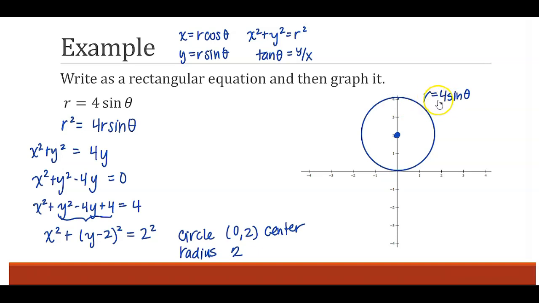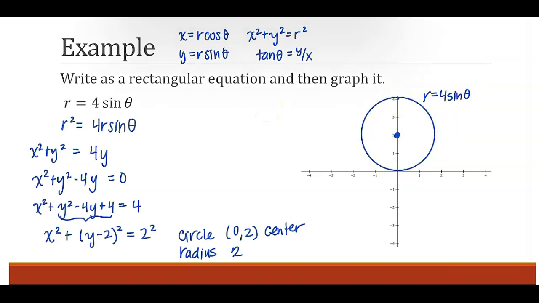So graphing r equals 4 sine theta actually didn't require us to do the whole conversion to rectangular work that we just did. We could just recognize this general form, a sine theta, where the a is the diameter, and because it's sine theta and it's positive, it's going to be up on the positive part of the y-axis.